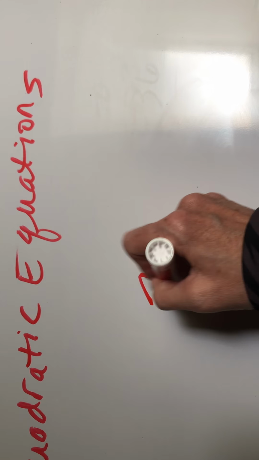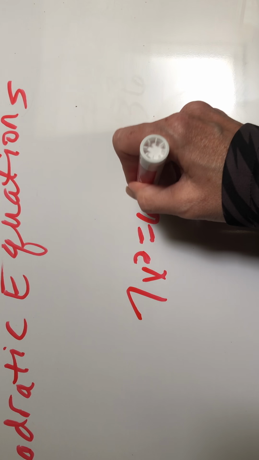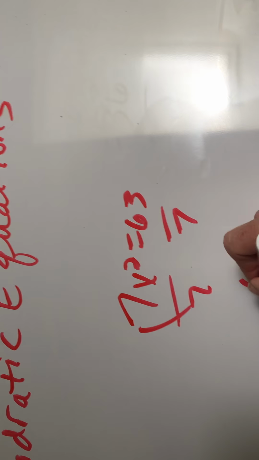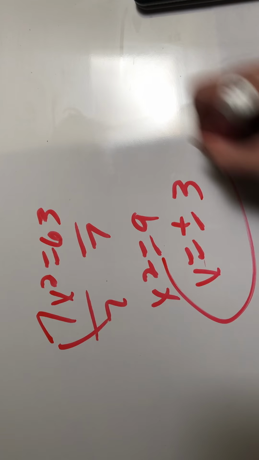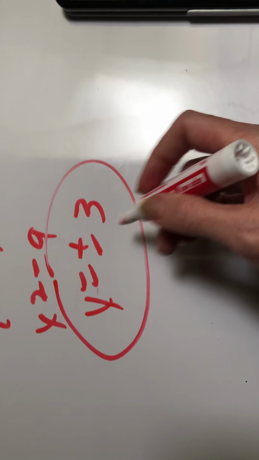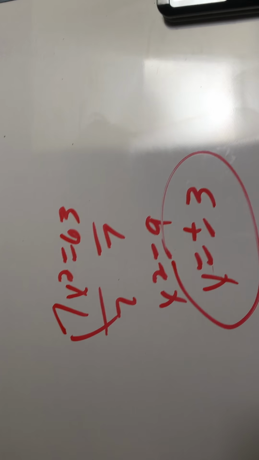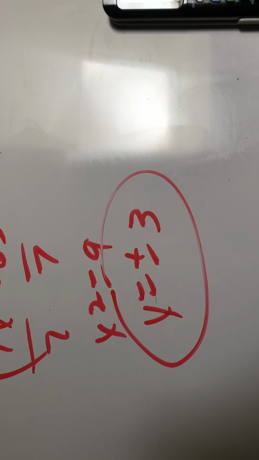Then another one where they're already isolated for you, 7x squared equals 63. So divide by 7, so x squared equals 9. So x would be plus or minus 3. Again, you've got to remember to put the plus or minus. When you're taking the square root of both sides and solving for x, you've got to make sure you put the plus or minus there.